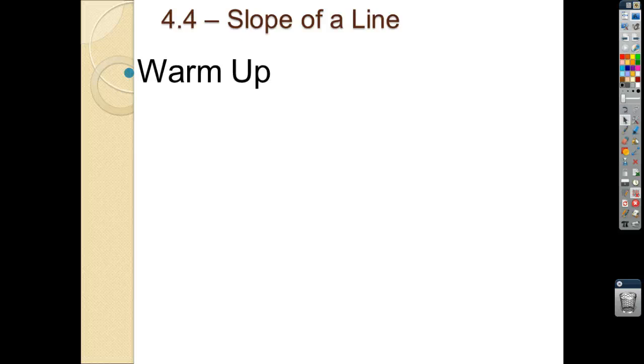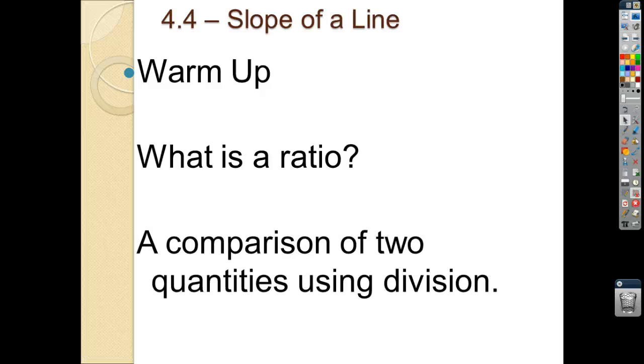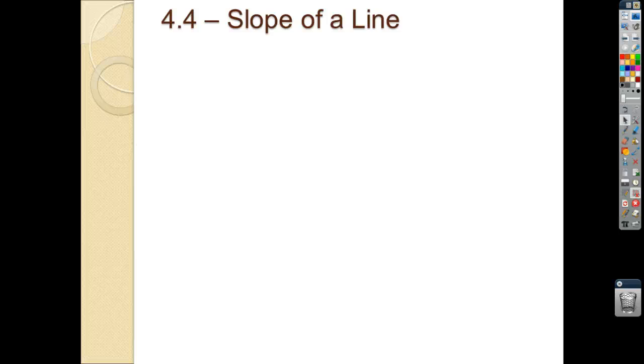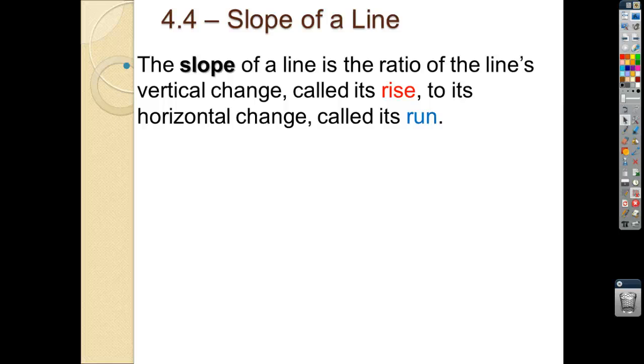Okay, so slope of a line. First, let's go back over something here. Let's talk about what is a ratio. Okay, so a ratio. We talked about this. This is a big thing in 7th grade. And a ratio is a comparison of two quantities using division. Okay, so slope is a ratio of its vertical change, which we'll call its rise, and its horizontal change, which we'll call its run. Okay, it's essentially this. You're comparing how much it goes up and down compared to how much it goes side to side. That's really what it is.